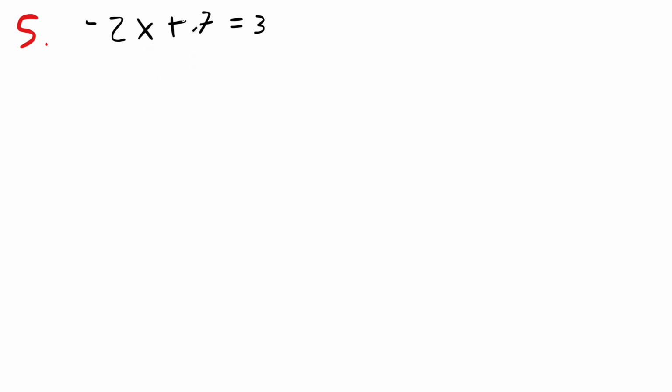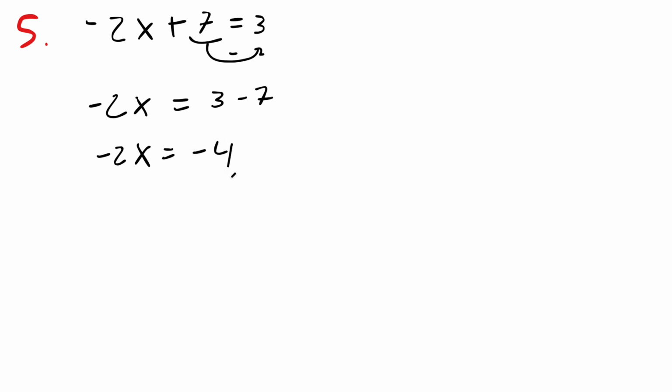So the 7 passes to the other side to subtract. That is the same. So negative 2x is equal to 3 minus 7. Negative 2x will be equal to negative 4, and so x will be equal to negative 4 over negative 2, of course, since it goes to divide on the other side, and we cancel out the signs. x will be equal to 2.